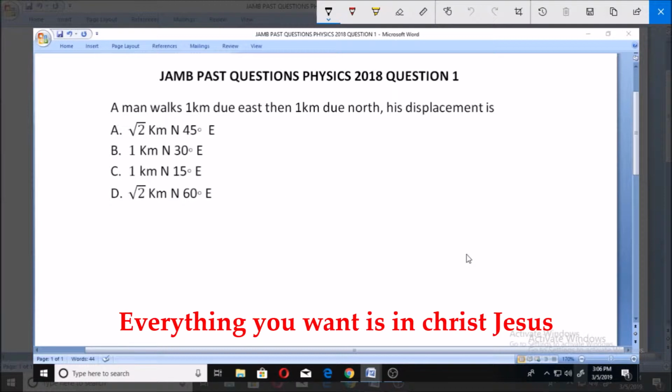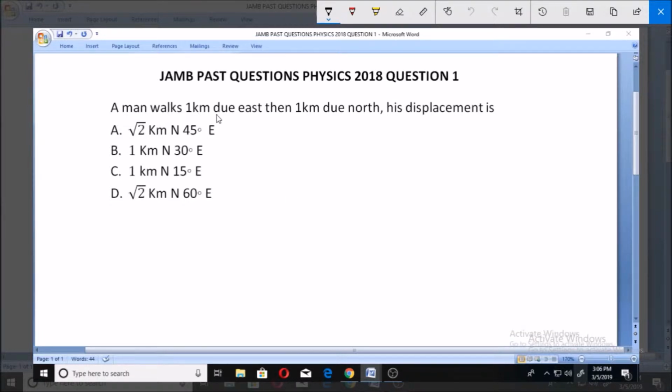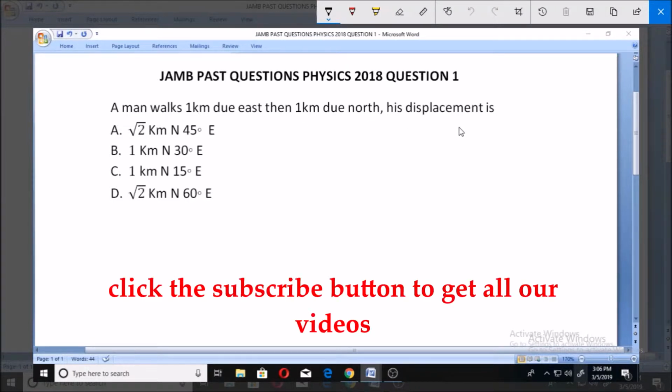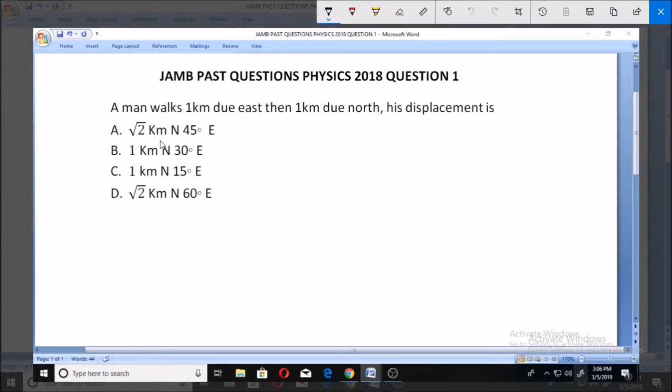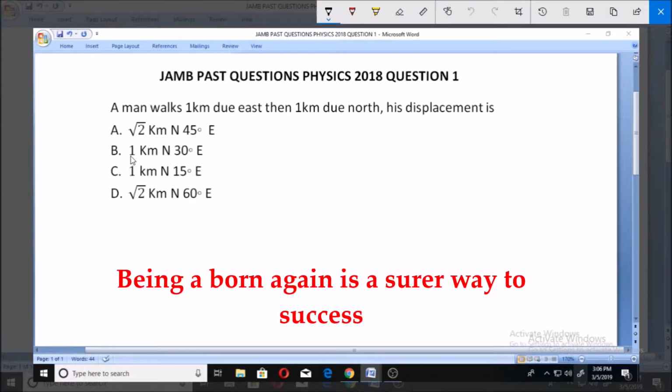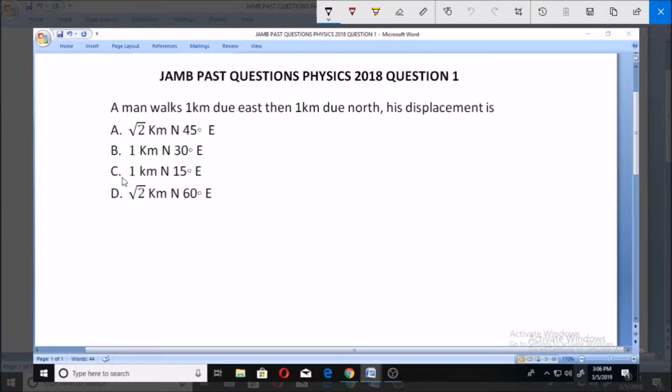Question number 1. A man walks 1 kilometer due east, then 1 kilometer due north. His displacement is A. Root 2 kilometer north 45 degrees east, B. 1 kilometer north 30 degrees east, C. 1 kilometer north 15 degrees east, D. Root 2 kilometer north 60 degrees east. So how do we go about solving this?